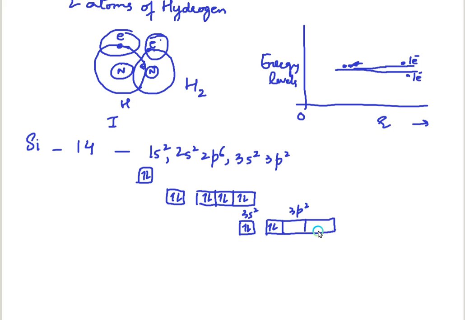Now how many levels are filled and how many are empty? Is it a stable configuration? Is the last orbital filled or empty? It is not completely empty. It has 2 electrons. In order to achieve the stable configuration, it is short of 4 electrons: 1, 2, 3 and 4. So if it gets 4 electrons, it will complete its octet.